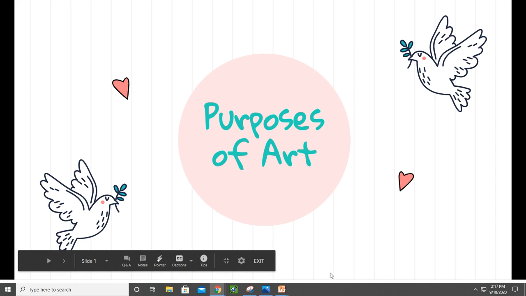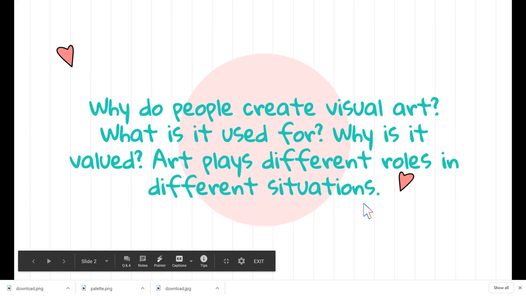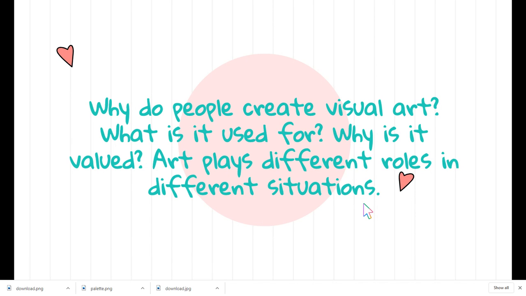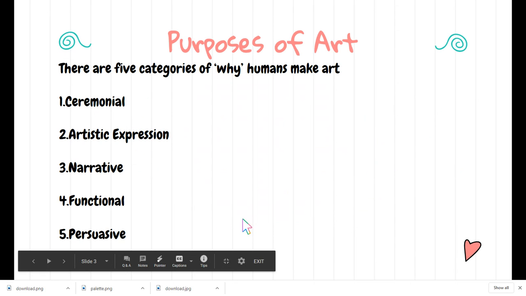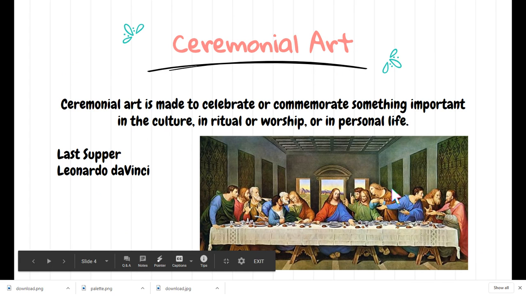Okay, so we're going to cover the purposes of art. So, why do people create visual art? What is it? What is it used for? Why is it valued? So, art plays a different role in different situations. There are five main categories of why humans will make art: ceremonial, artistic expression, narrative, functional, and persuasive.